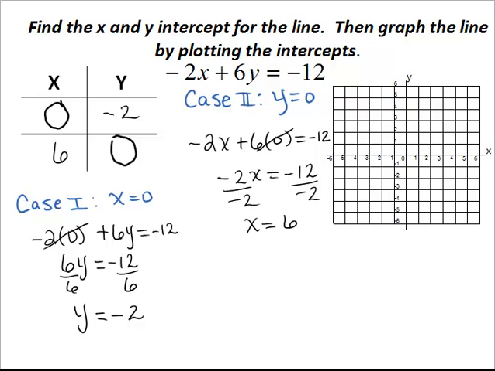So now we will plot the points on our coordinate plane. Our y-intercept is 0, negative 2, so we'll start at the origin 0 and go down to negative 2. Our x-intercept is at 6, 0, so again we'll start at the origin, we'll go over to 6, and we won't move anywhere up or down, so we'll stay there at 0. We will then connect our dots, and we see that we have found both the x and the y-intercepts.